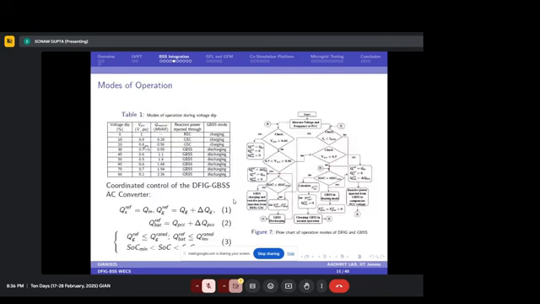So this table basically represents how the modes of operation work during the voltage dip. We can see from here, during the 0 to 10 to 20% voltage dip, the grid side converter is working in the charging mode. So it is operating under a normal condition. But once the voltage dip increases to 30%, the reactive power injection from the rotor side converter is not enough to increase the voltage level.